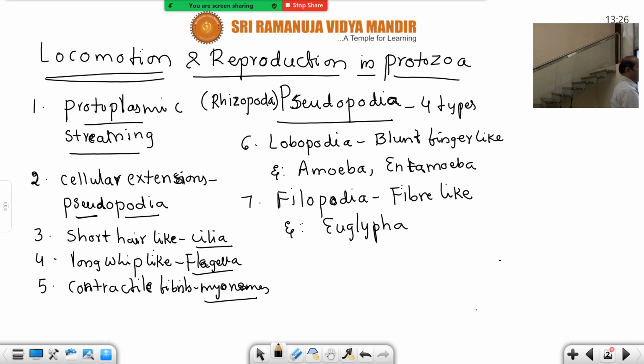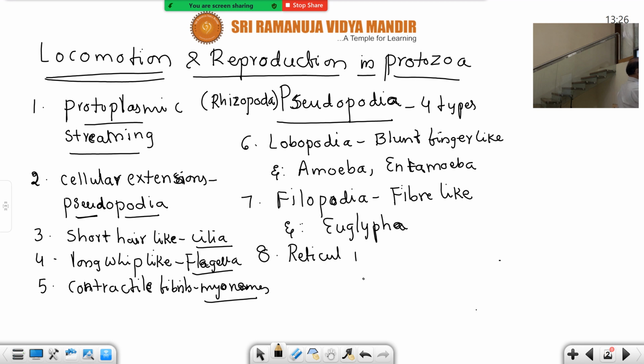Amoeba is anyhow very familiar. So Euglypha is the example for phylopodia. Lecythium is also a second example, but it is not given; why unnecessarily dump the material, because it is very difficult. That's why Euglypha is enough. And then reticulopodia.